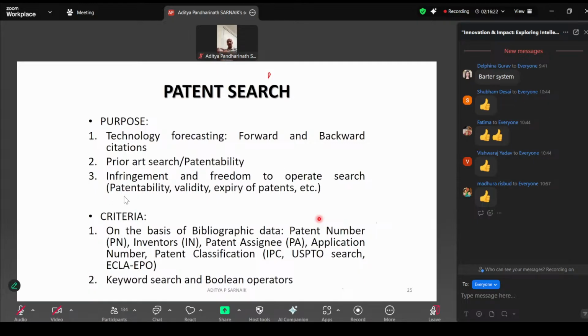Okay, and this is another. So patent search is a very big copyright. Okay, so understand this statement. Patent search is a very big copyright. So there are different types of softwares which are copyrighted softwares for patent search.